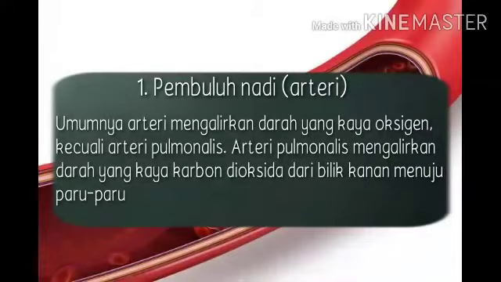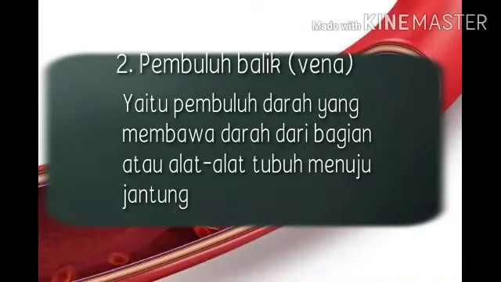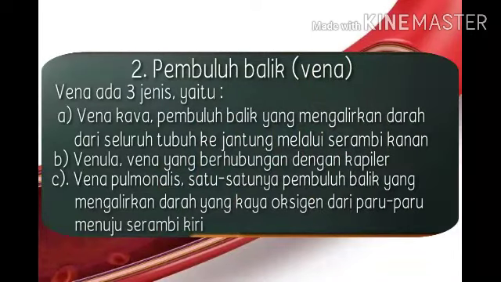Generally, the arteries drain oxygen-rich blood except the pulmonary artery. The pulmonary artery carries carbon dioxide-rich blood from the right ventricle to the lungs. Next, veins are blood vessels from parts or organs to the heart. There are three types of veins. There is the vena cava. Vena cava is the vein that drains blood from the entire body to the heart through the right atrium. Venules. Venules are the veins that connect to the capillaries.